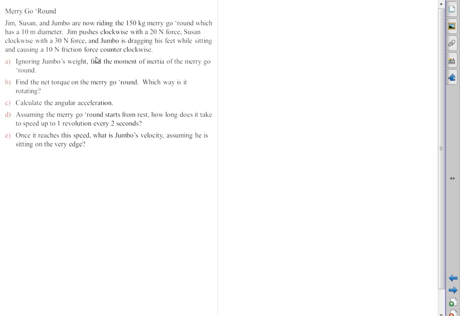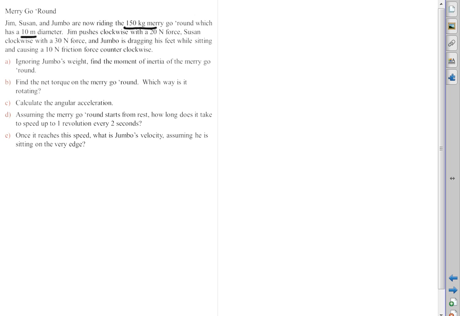So, good old Jumbo just enjoying the ride here. Now, we're going to ignore Jumbo's weight because technically with him sitting on this merry-go-round, that would affect the moment of inertia. So we're just going to neglect his weight at this moment, though probably shouldn't for how much Jumbo weighs compared to the merry-go-round. But for the purposes of this example, we're going to find the moment of inertia of the merry-go-round.